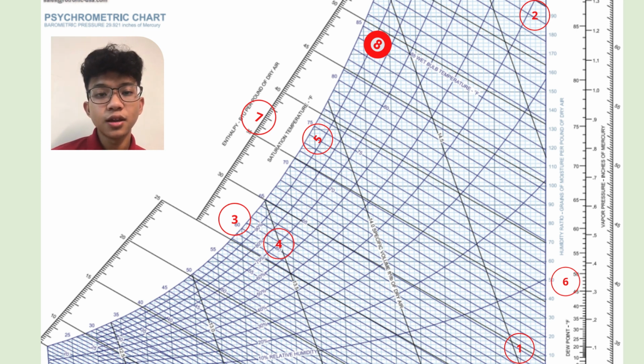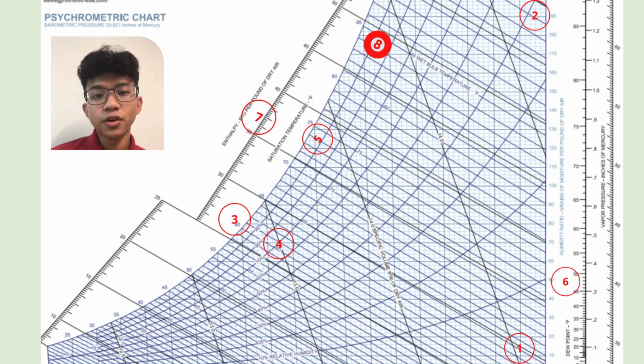And lastly, look at point 8, which is step 8. Look closely and find a second set of diagonal lines representing wet bulb temperature, expressed as degrees Fahrenheit or Celsius. But in this study, we must use Celsius for our schematic. The wet bulb lines are close to the enthalpy lines, but they are not actually parallel to each other.